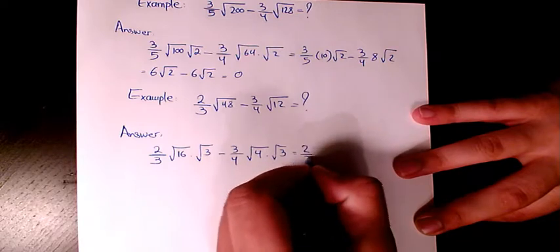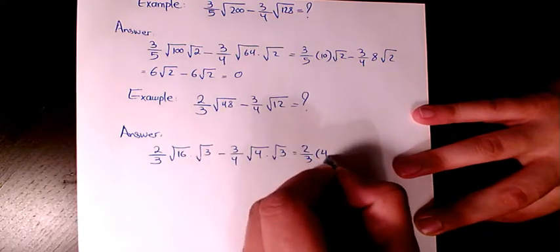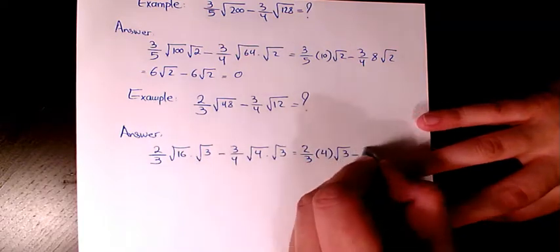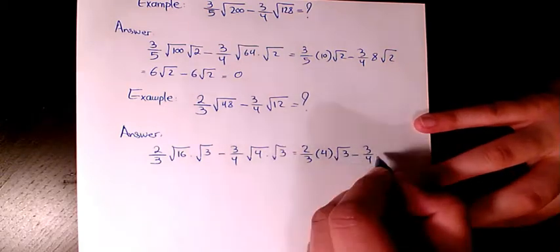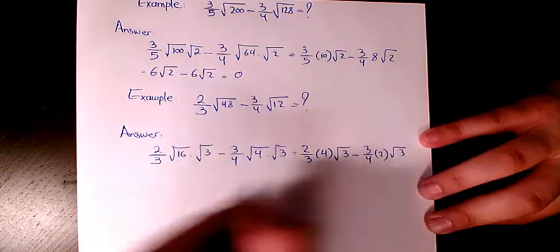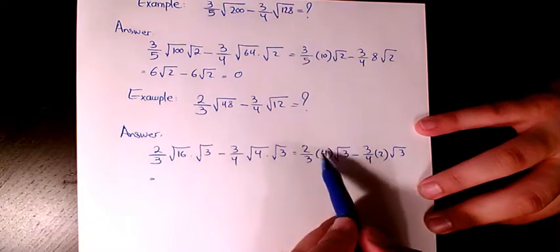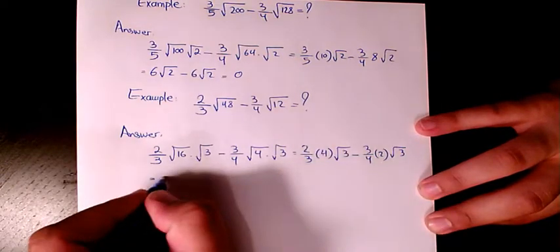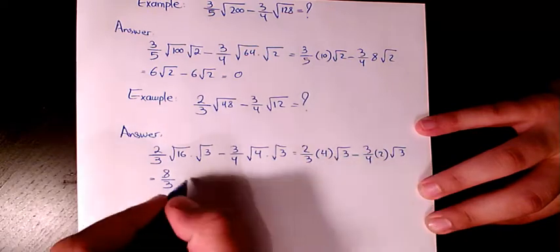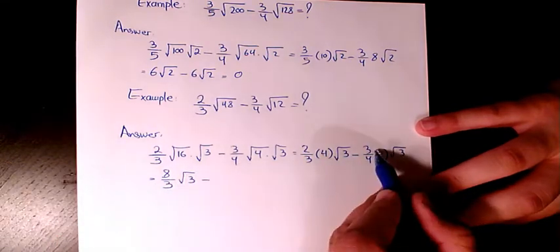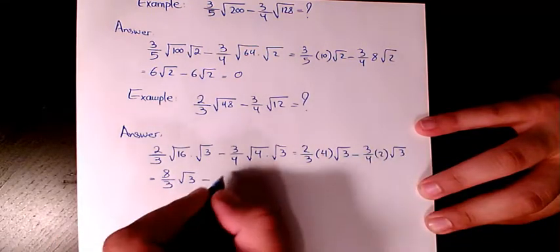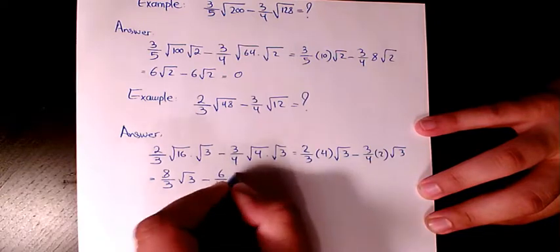That will be 2 over 3. The square root of 16 is 4, root 3, minus 3 over 4. The square root of 4 is 2, root 3. Then 2 times 4 divided by 3 is going to be 8 over 3 root 3, minus 3 times 2 divided by 4 is going to be 6 over 4 root 3.